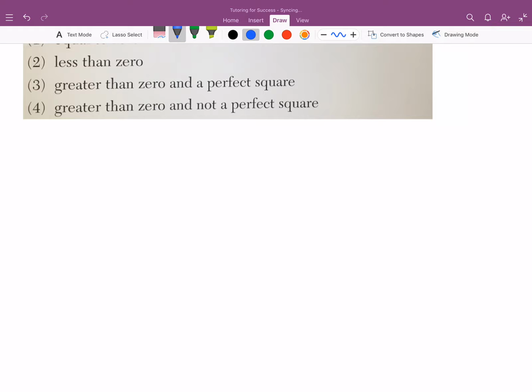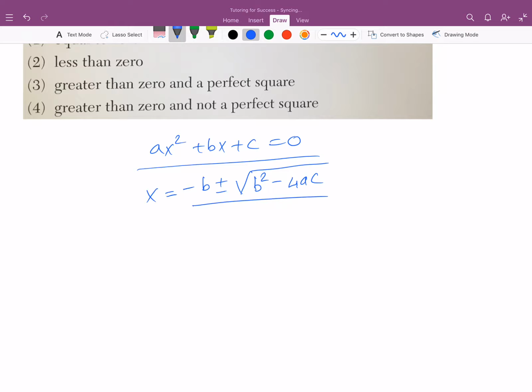Obviously, if ax squared plus bx plus c is equal to 0, this is a quadratic equation, and if this equation is not easily factorable, then we can use this formula to find the individual roots, which you may have seen in your trigonometry or algebra 2 class. The formula is negative b plus or minus the radical of b squared minus 4ac, all over 2a.